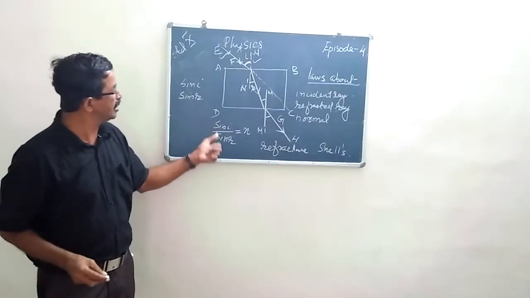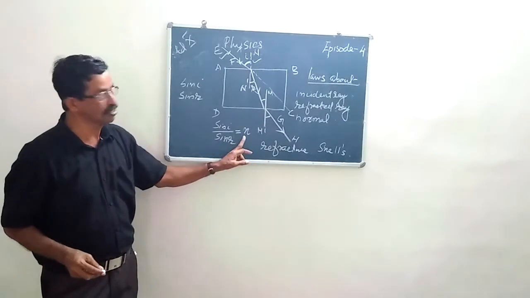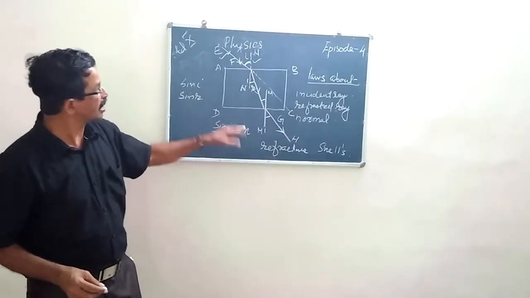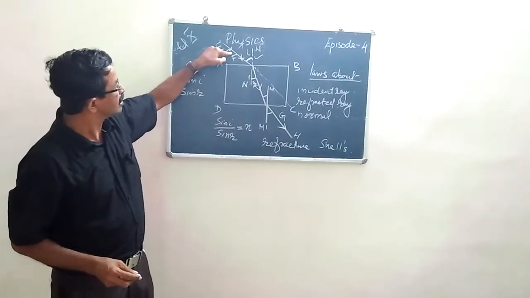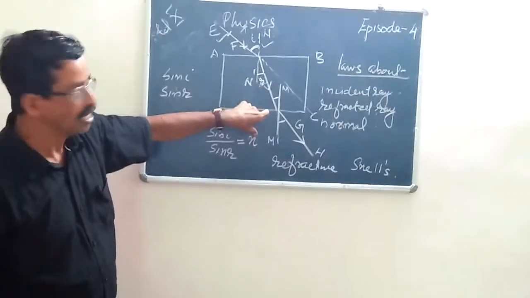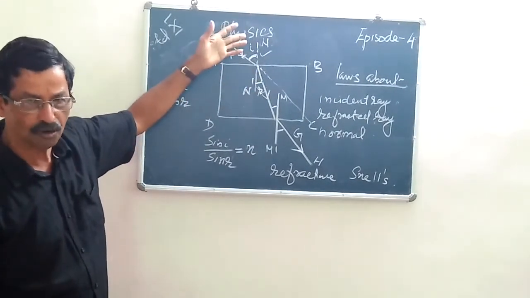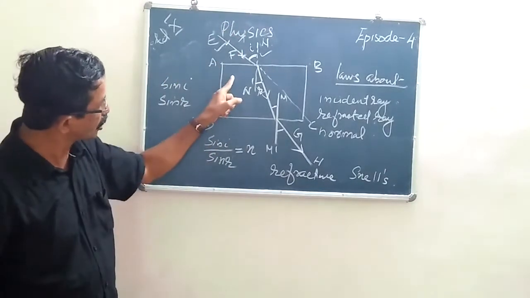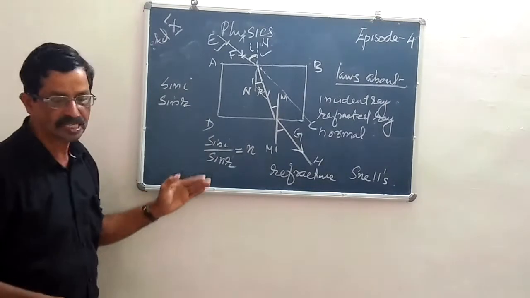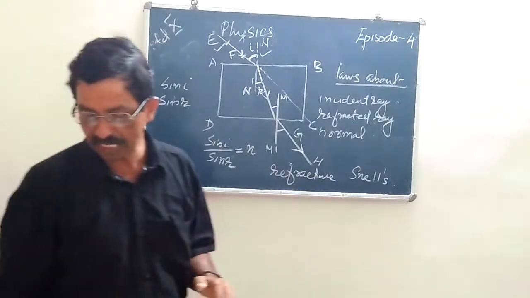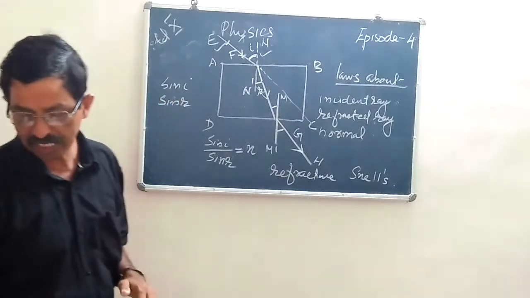Sin i by sin r is equal to n. What is n? n is the refractive index for a given color of light. If you use violet, then it is the same for all. And if you use red, then it is slightly different. So for a given color of light and for a given pair of media, sin i by sin r is equal to a constant, and it is called the refractive index.